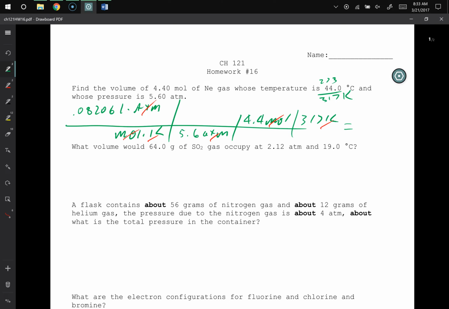0.08206 times 4.4 times 317 divided by 5.6, and I get 20.4 liters. All good?